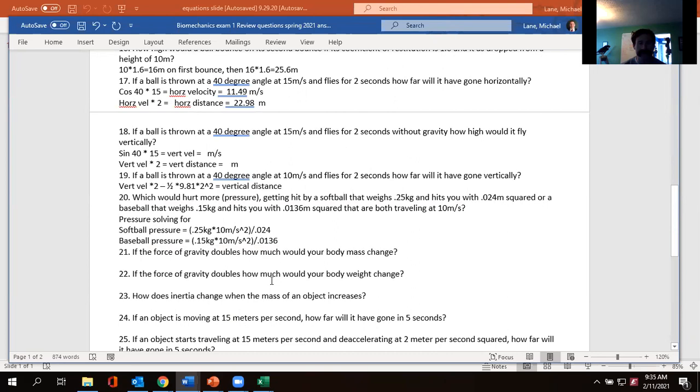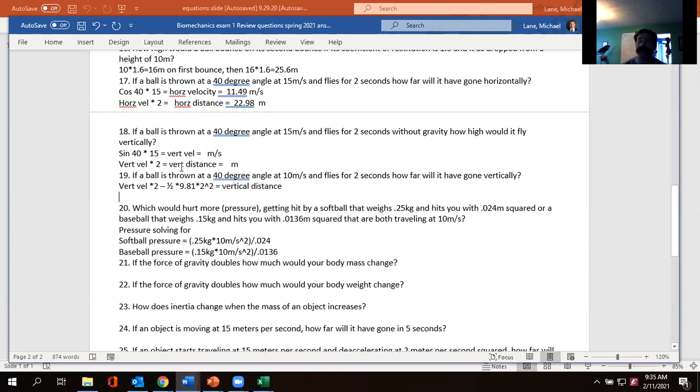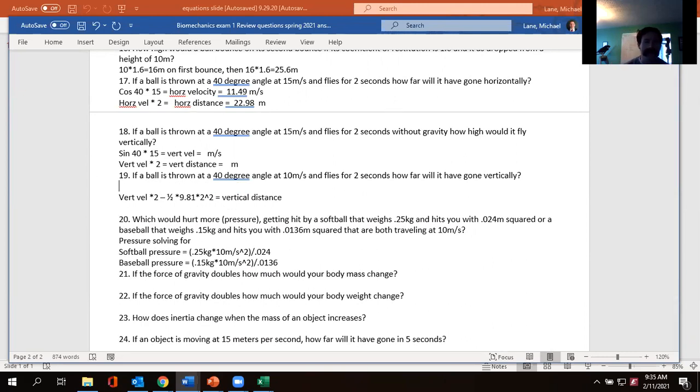Okay, 19. So we started on 18 before. In order to get the vertical velocity, we first need to do sine 40 degrees, and then we're going to multiply that by 10 meters per second, and that will give us the vertical velocity. Then you're just going to take that vertical velocity, multiply it by 2, and then minus 1/2 times gravity times 2 squared.